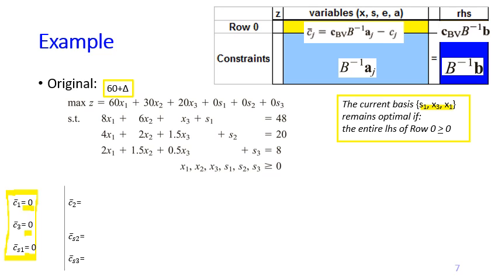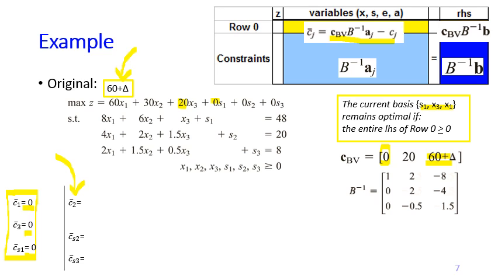Remember, even though the change happens in a basic variable, what we need to check are the coefficients in row 0 of the non-basic variables. So we are going to use this formula, CBV B inverse AJ minus CJ. This is the CBV: the cost of S1, which is 0 in the original problem, the cost of X3, which is 20, and the cost of X1, which is 60 but now becomes 60 plus delta. This is our B inverse, nothing changes from the original problem. Then we compute CBV B inverse, and it looks like this.